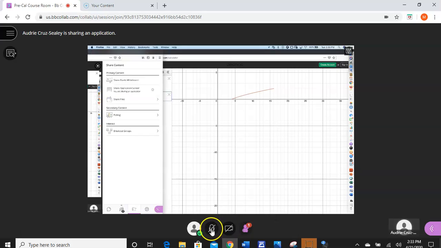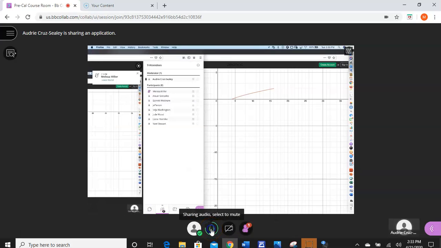I have a question. Yes, Melissa. So your calculator should have graphed the red part. Did it not?